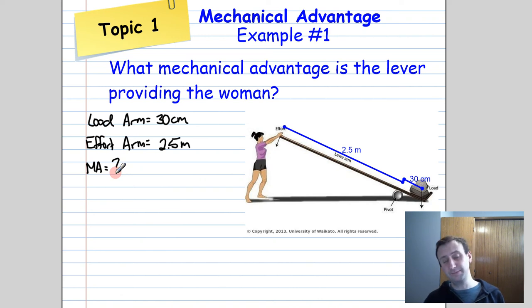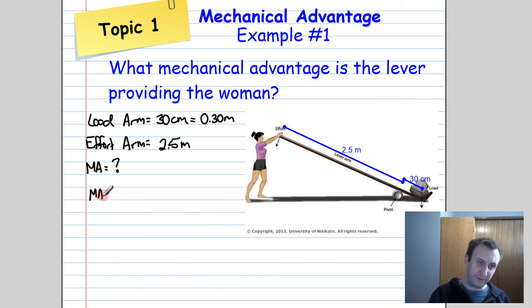Before we can plug in, there's a problem here, and I'm wondering if you can see it. The problem is this is in centimeters and this is in meters. I need to have the same unit in order for it to cancel out. Otherwise, it's not going to be a correct answer. So I'm going to change this to meters. 30 centimeters is the same as 0.30 meters.